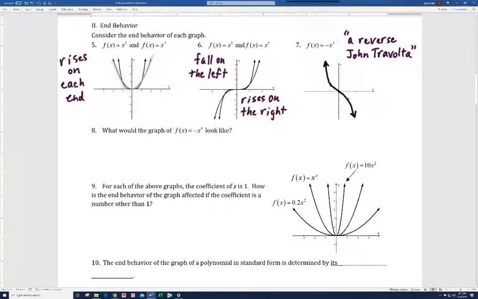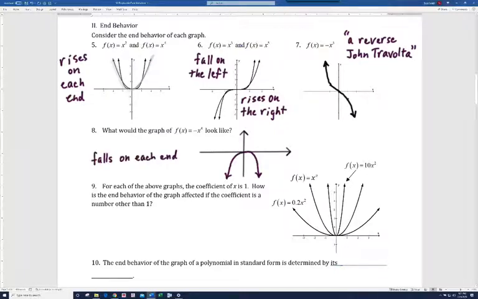And now on number 8 it says, what would the graph of f of x equals minus x to the fourth look like? And again, this is just a reflection through the x-axis of f of x equals x to the fourth. So when you graph this one, you should get a graph that looks something like that. Again, it's kind of flatter looking in the middle. And as far as end behavior is concerned, it falls on each end.